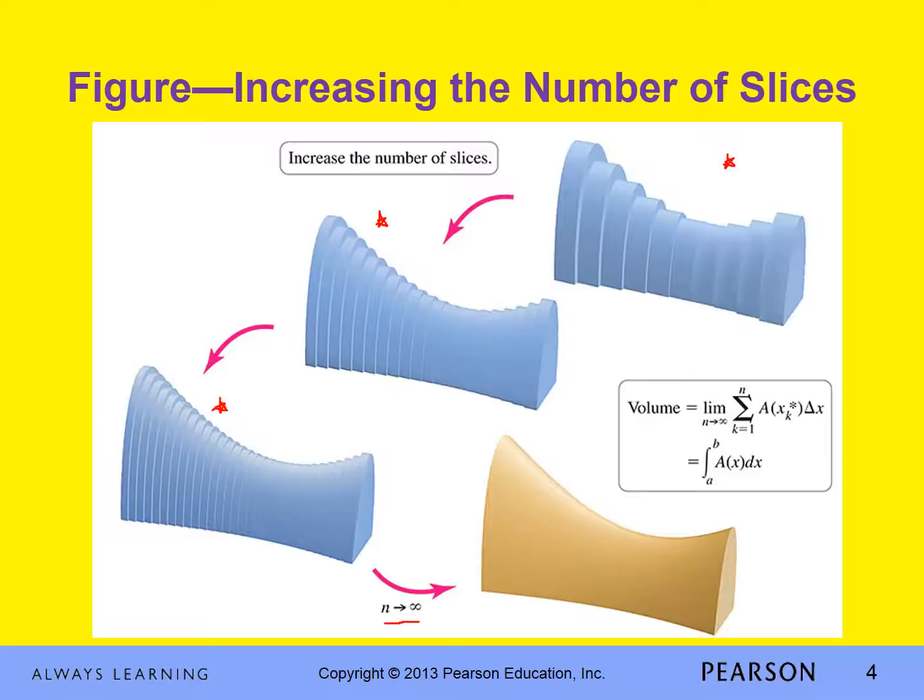So here's a formula. The limit as n goes to infinity of the sum, as k goes from 1 to n, of the area at the kth slice times delta x. So the products of area of the base times the height, the sum of those, and then let the number of those go to infinity, and now we've got the integral from a to b of A of x dx.